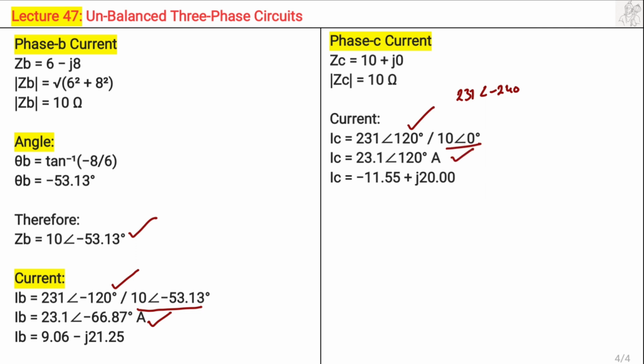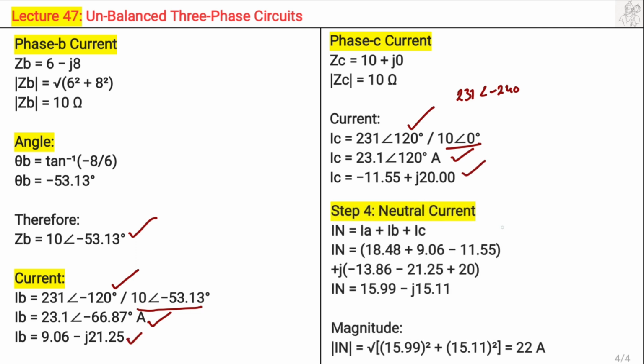And in order to add these values, we have to convert into rectangular forms. So these are the rectangular forms, and when we add all the values, we do not get a 0 value, rather we get 15.99 minus J15.11, and this is simply the neutral current, whose magnitude is given by the square root of 15.9 squared plus 15.1 squared, that is 22 amperes.